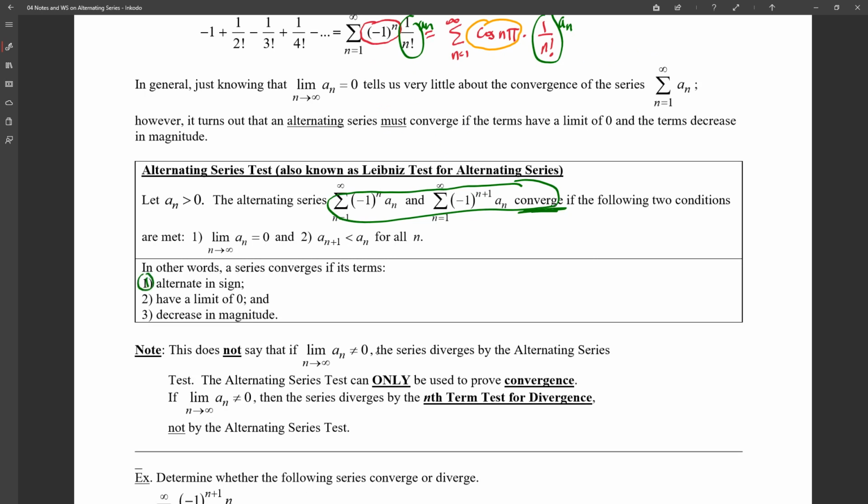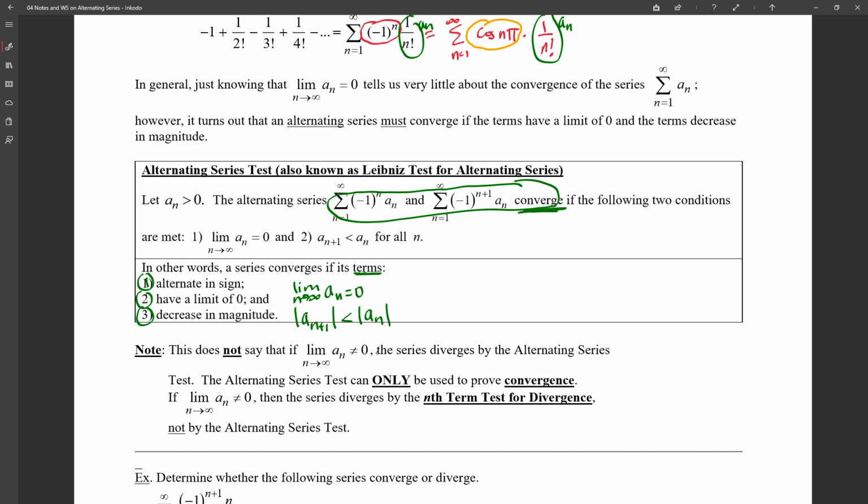So what 3 things have to happen for the alternating series test to be used? First, your terms have to alternate in sign. Second, your terms have to have a limit of 0, so the limit as n goes to infinity of your a sub n must equal 0. And third, your terms must decrease in magnitude, so each subsequent term must be smaller than the term before it.